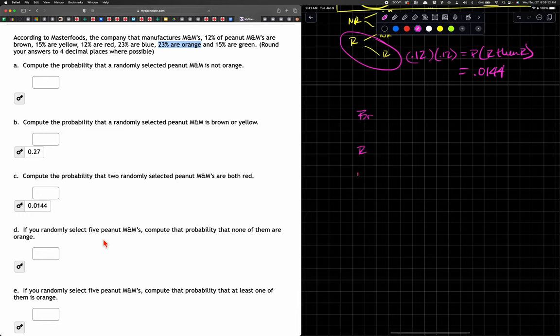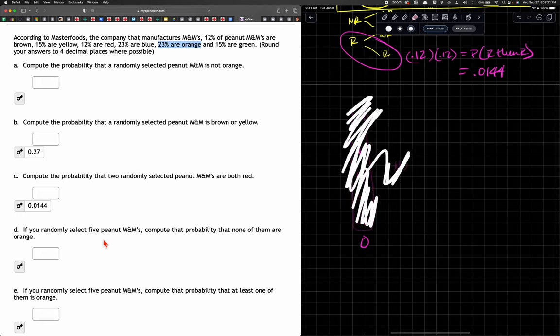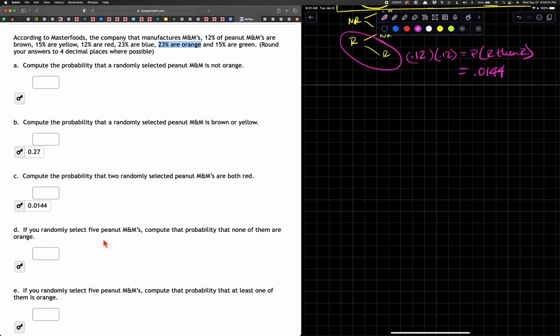So we have brown, red, blue, yellow, green, and orange. So technique number one is to jam all these together into not orange. So it greatly simplifies our tree diagram. We still don't want to draw the whole tree diagram. What are we looking for? That none of them are orange. So we have orange, not orange, orange, not orange, orange, not orange.